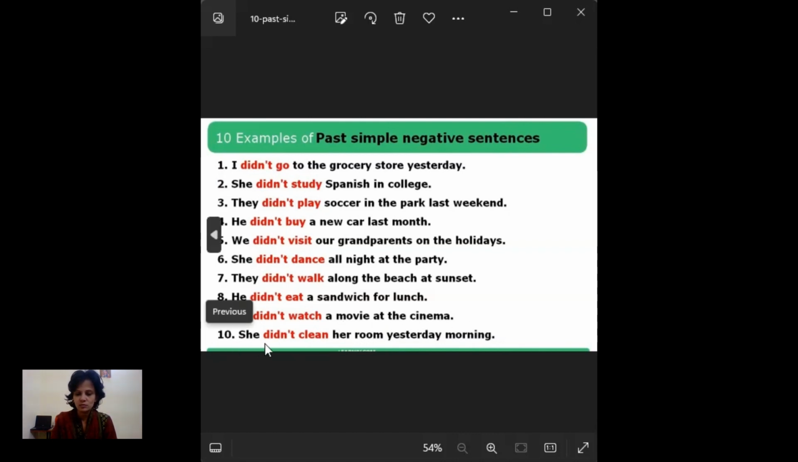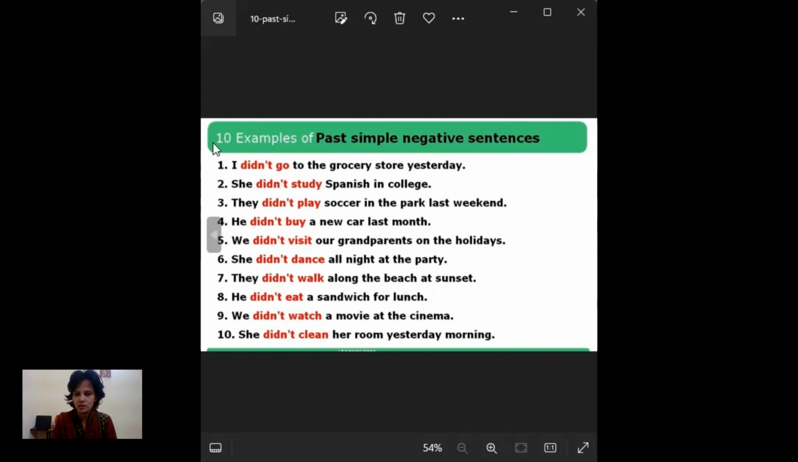So tenth one, she didn't clean her room yesterday morning. That means she didn't clean by sweeping, mopping, nothing. She did nothing yesterday morning. So this action becomes negative. These are all past simple negative sentences. We use them to say that some actions or events have not happened in the past, that did not occur in the past. That is where we use past simple negative sentences.